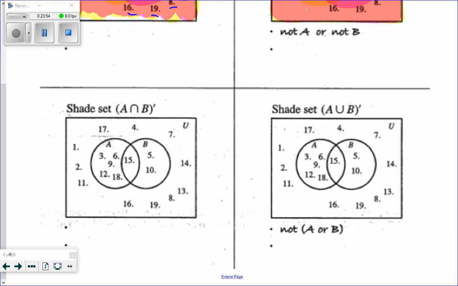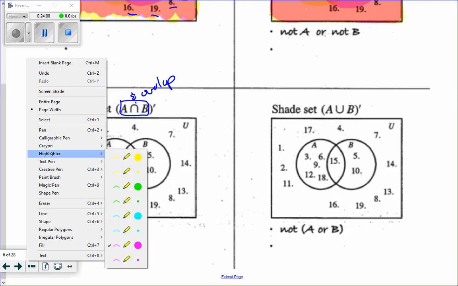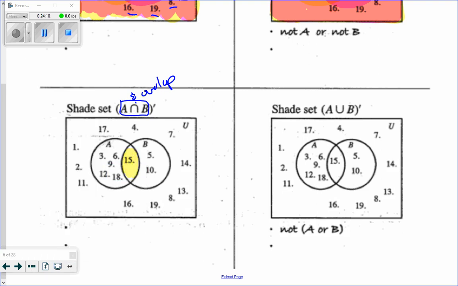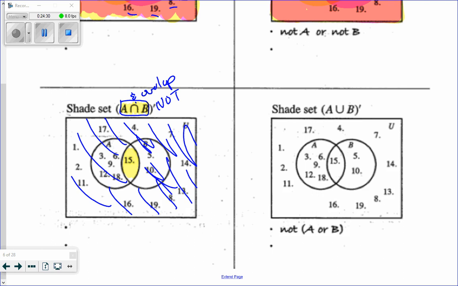Okay, so what I do with this, so this is similar to the quiz. Do this first. So this means A and B. And is where they overlap. So where do they overlap? They overlap right here. So that's the A and B. Okay. So what is not that? Not that is everything else. So not that is all of that. So not colored.